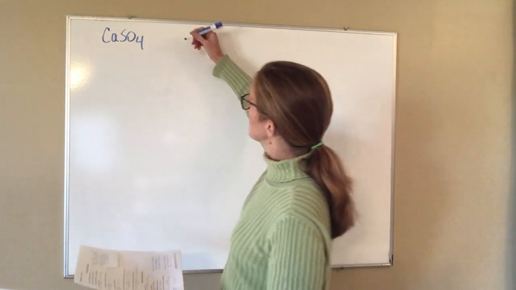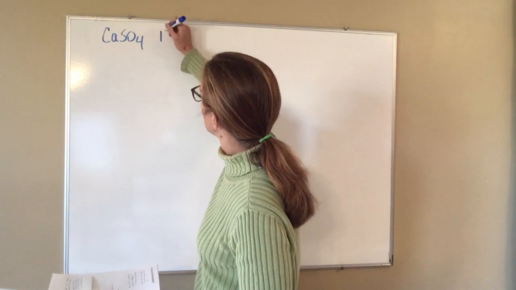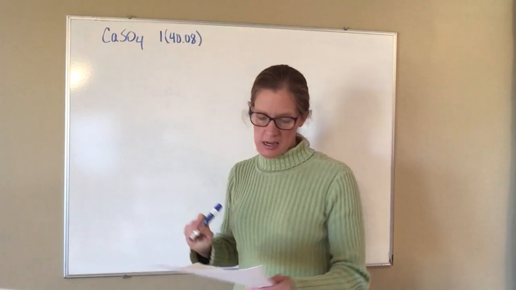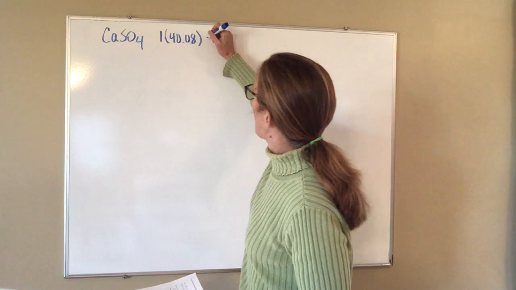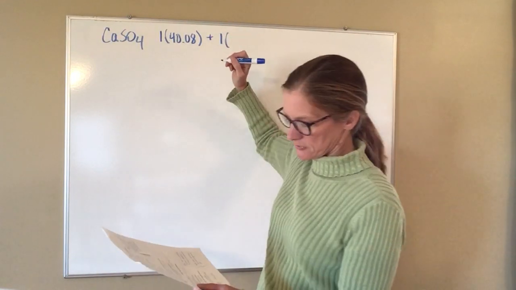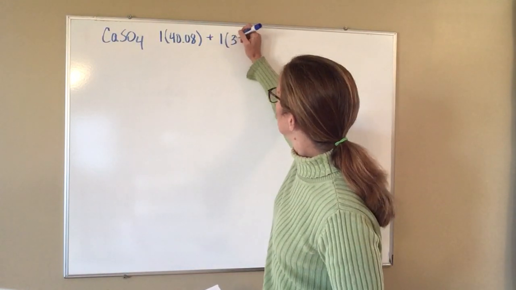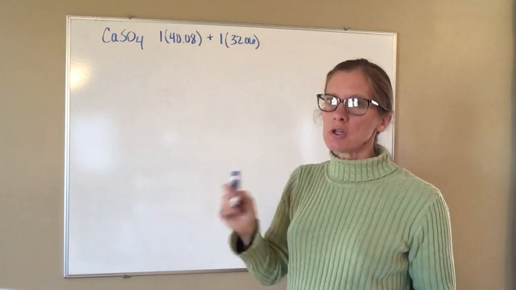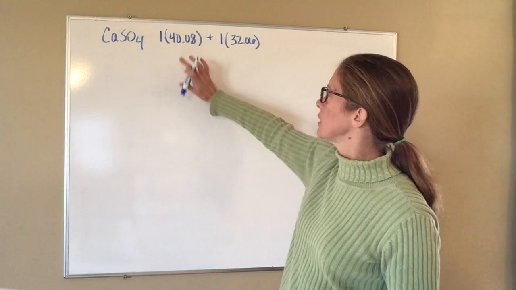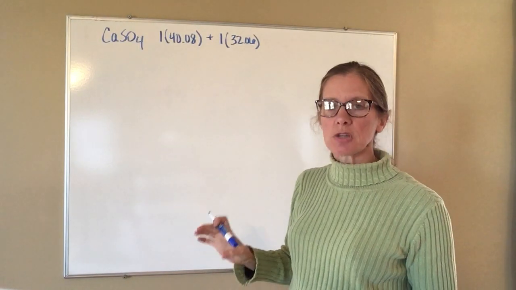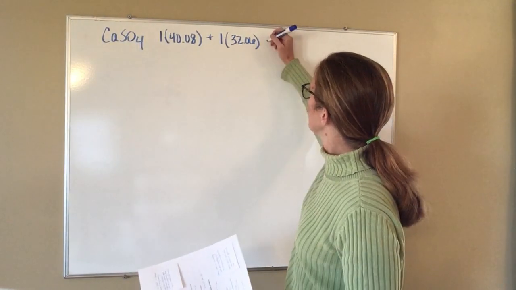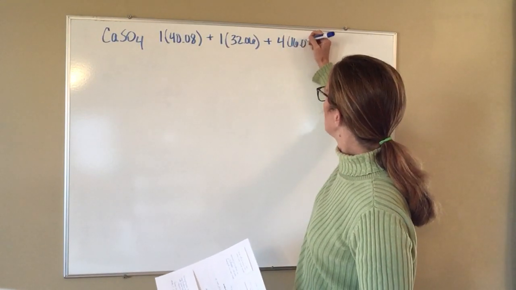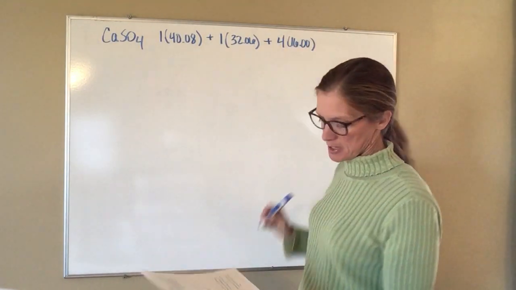So for calcium sulfate, I have one molecule of calcium, which is 40.08 grams. I have one molecule of sulfur, which is 32.06 grams. And again, this is coming from the periodic table. So if you look at the periodic table, you'll see this 40.08, the 32.06. You'll find that on the periodic table. And then I have 4 molecules of oxygen, and they are 16 apiece.